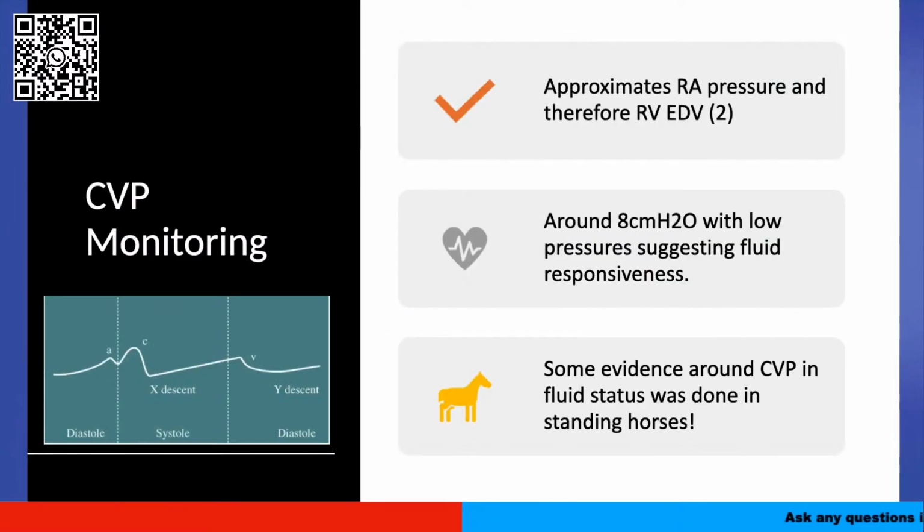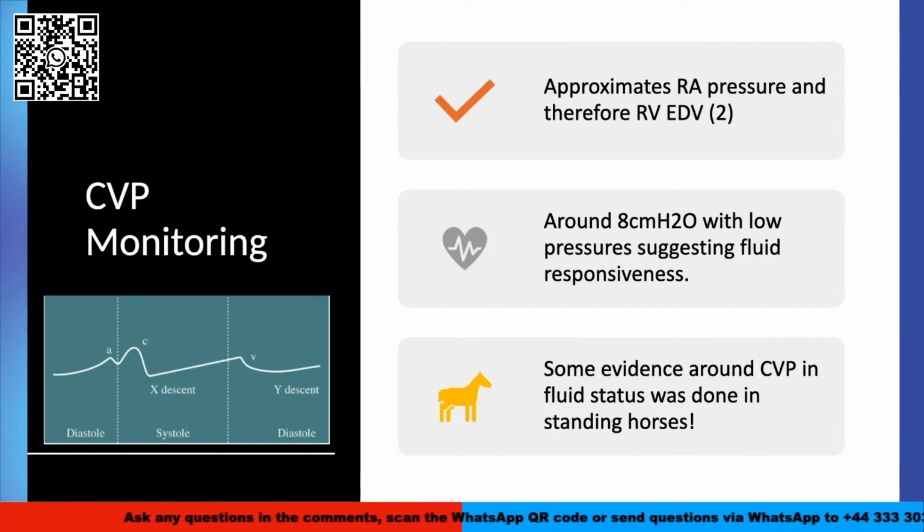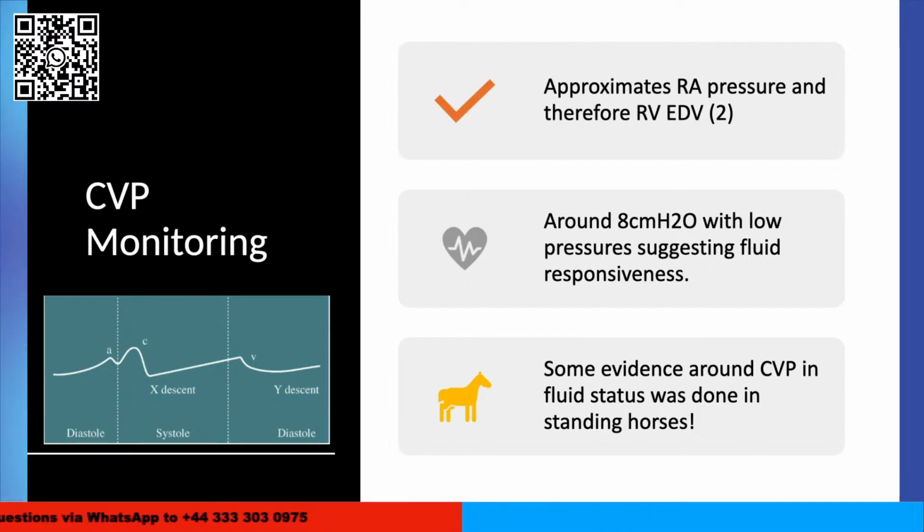CVP monitoring is a common way of assessing fluid responsiveness in critical care and has been used by over 90% of intensivists. It measures the hydrostatic pressure in the intrathoracic vena cava and can be easily obtained from a central line. The CVP approximates right atrial pressure and therefore right ventricular end diastolic volume. Its normal value is around 8, with lower pressures suggesting fluid responsiveness.